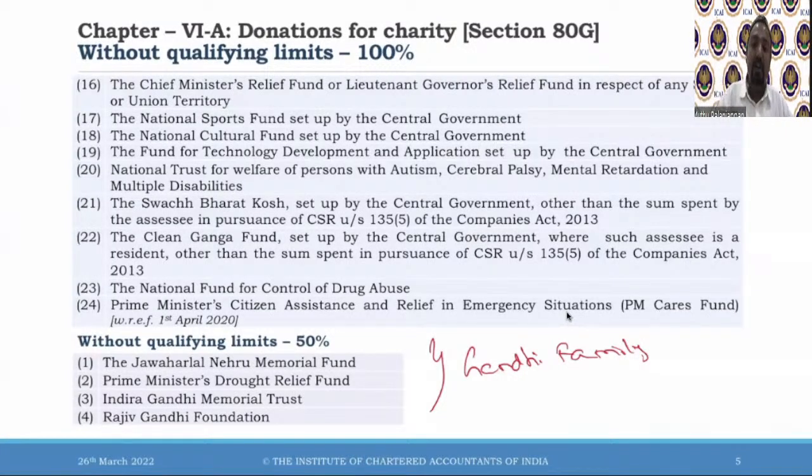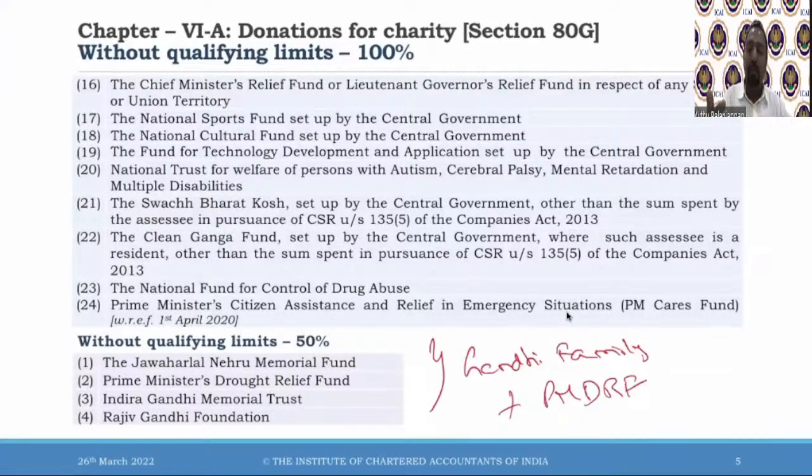So it is Jawaharlal Nehru, Rajiv Gandhi, Indira Gandhi, three Gandhi family members. You're going to remember the grandfather, mother, and the son. These three things, this is what you're going to remember. So these three persons' funds are categorized as without qualifying limit, 50%. Apart from this, plus the PM Drought Relief Fund, that is PMDRF, Prime Minister's Drought Relief Fund. This is one more fund that you need to remember.